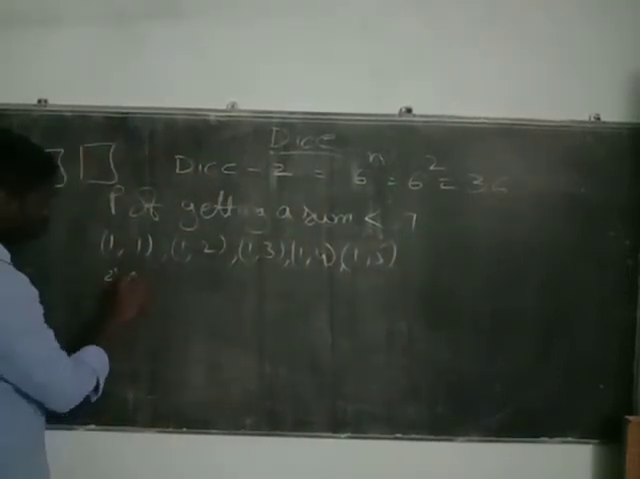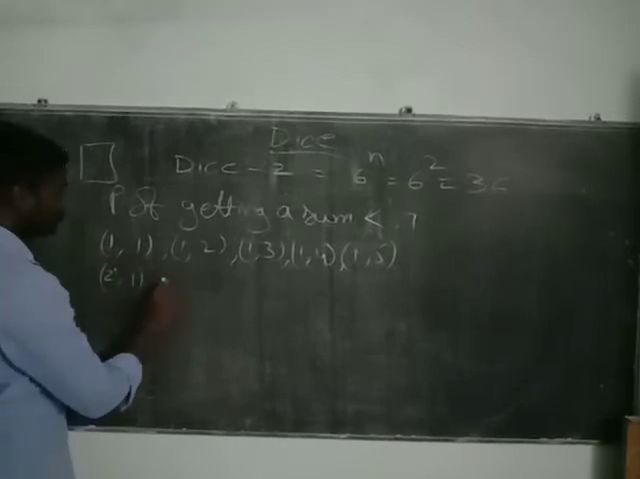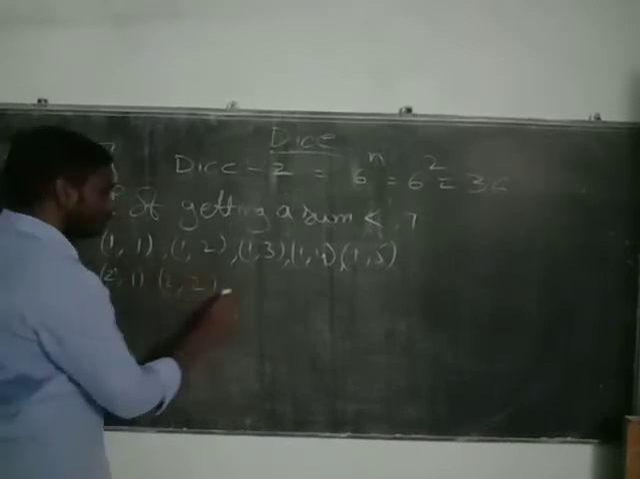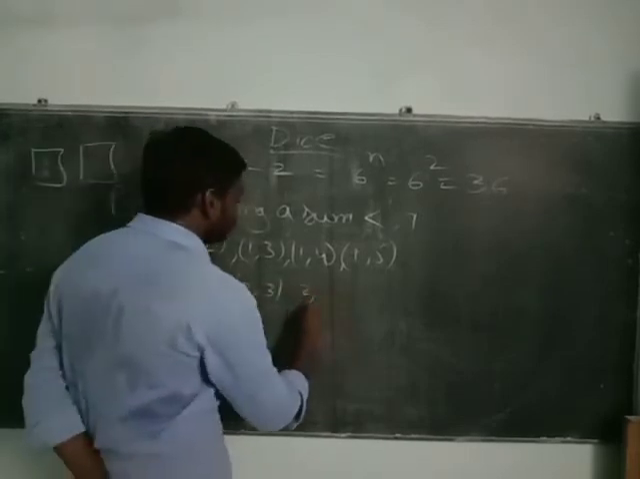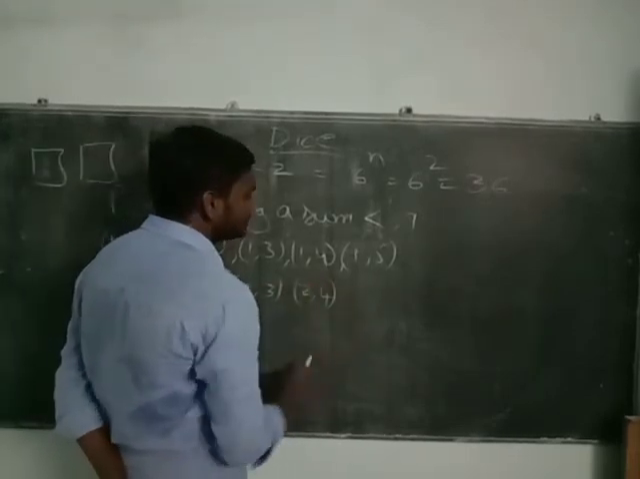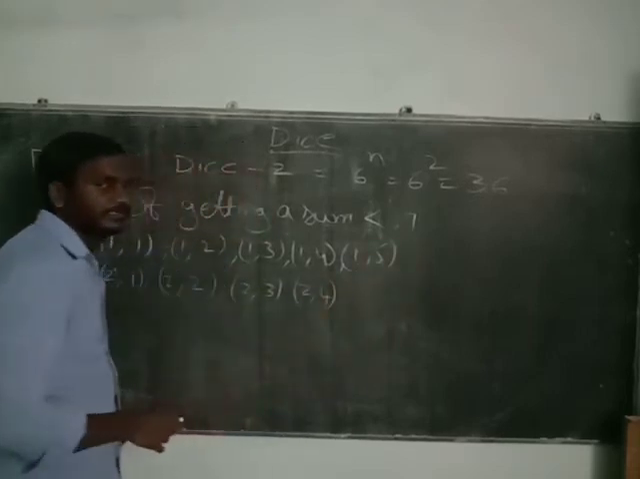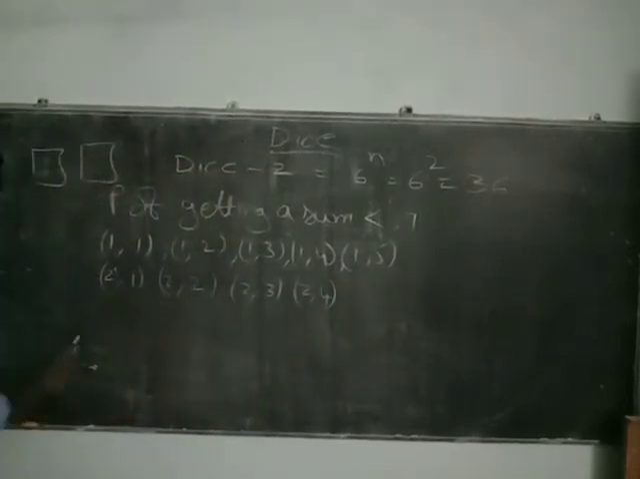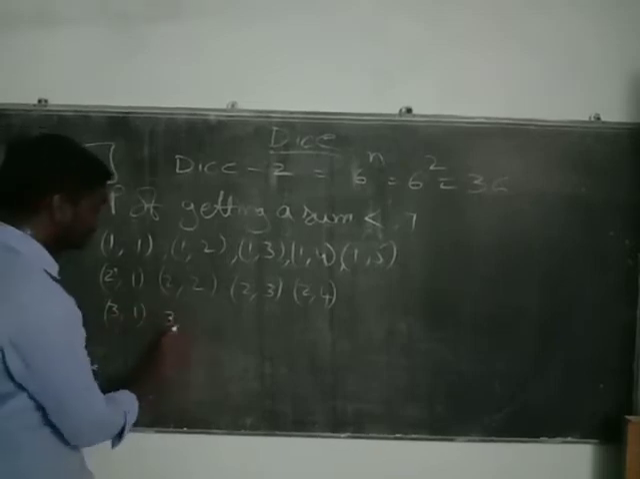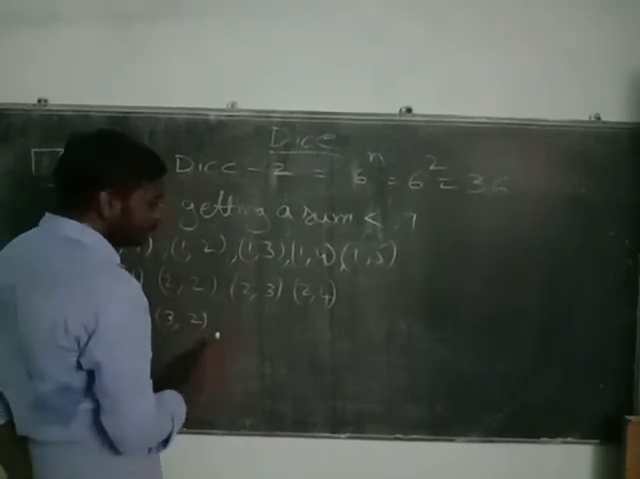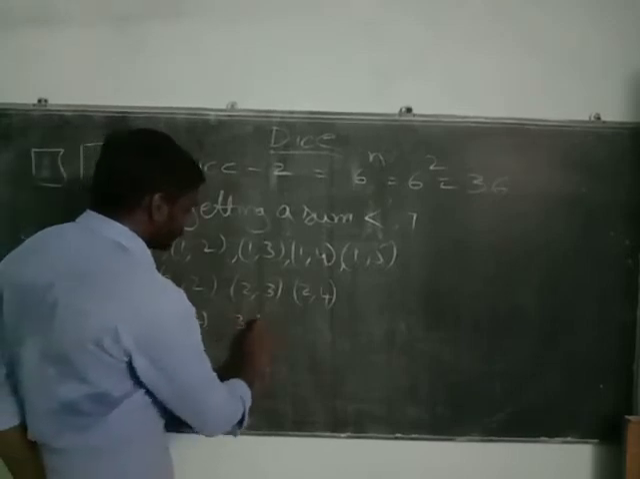Now I am taking 2. 2 comma 1 is less than 7. 2 comma 2 is less than 7. 2 comma 3 is less than 7. 2 comma 4 is also less than 7, but 2 comma 5 is not less than 7, that is 7. So I am not going with that. Again 3 comma 1, 3 comma 2, 3 comma 3 is 6. So I can take this.